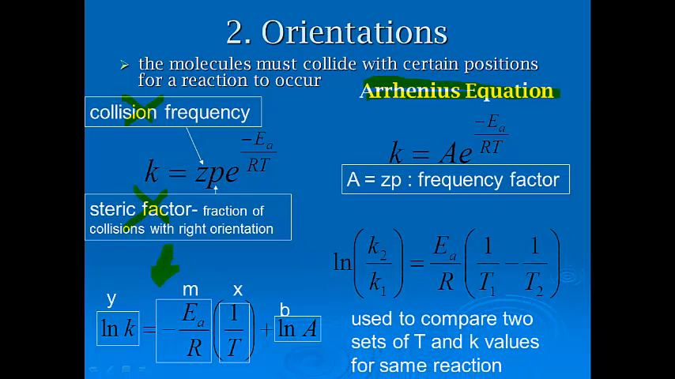And then over here, this is used to compare two sets of temperature and k values for the same reaction. So all you're doing on this one is its expanded version, where you have k2 that's going to go with a second temperature, and you have k1 that's going to go with a first temperature. So I'm going to walk you through these problems in class because you may want to take a look at it in your book and see some of the problems they have done, but we'll do these in class.